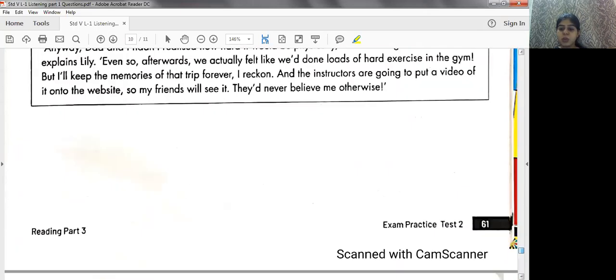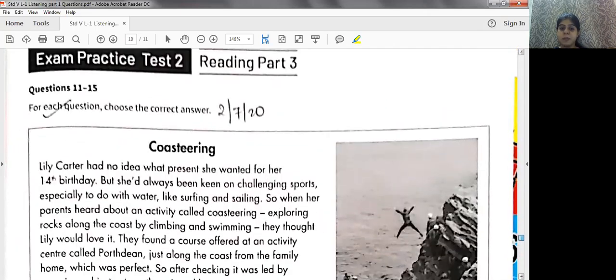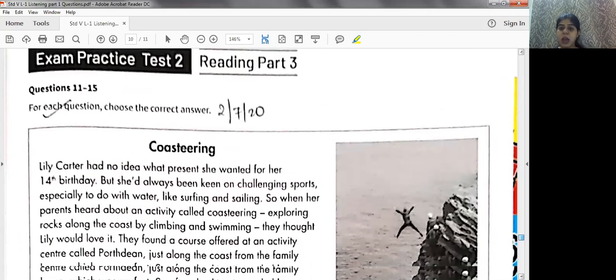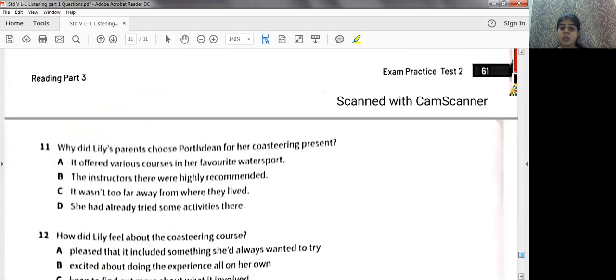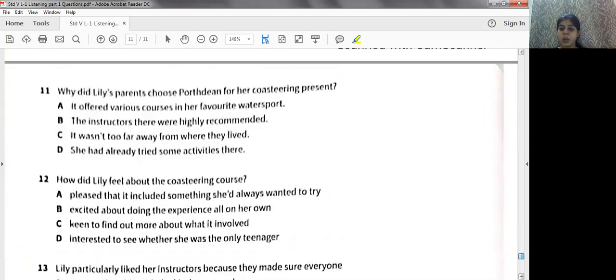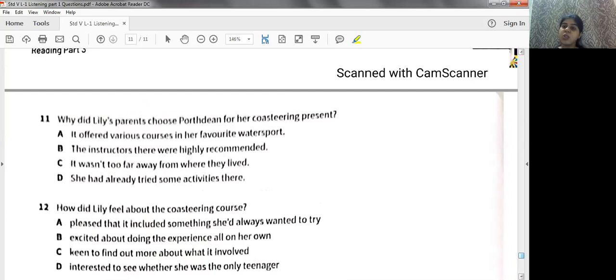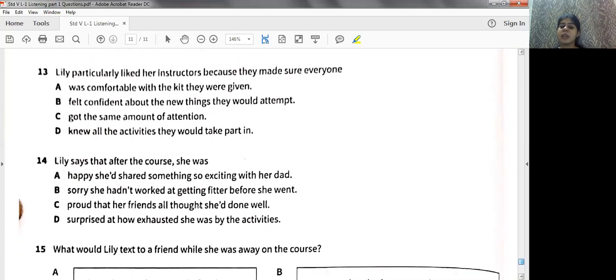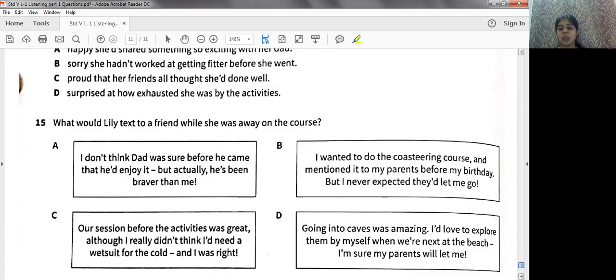And turn your textbooks to page number 61. This type of reading skill was also homework last time, so this time also you are going to do this homework. You are going to read this text, students, and related to this text you have multiple choice questions. You have questions and you have choices, so you need to choose the correct option. These two reading parts you are going to do as your homework, and in the next video we will be discussing the answers for the same.